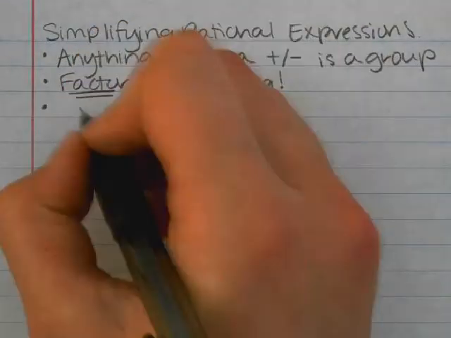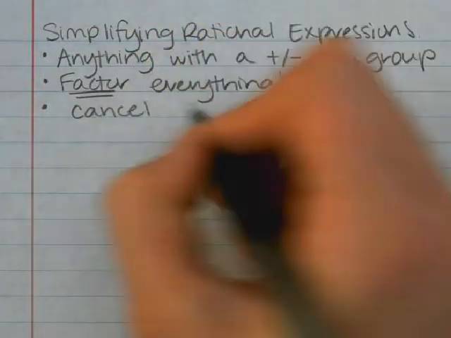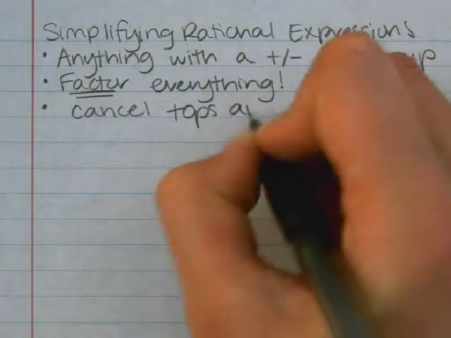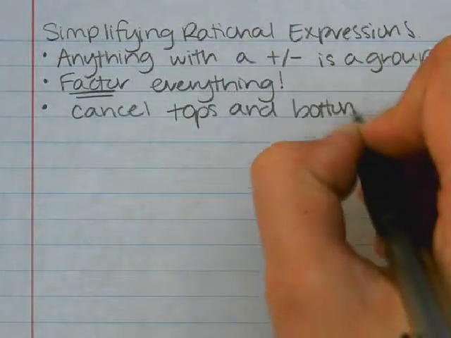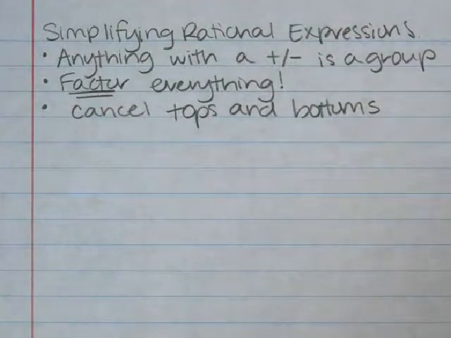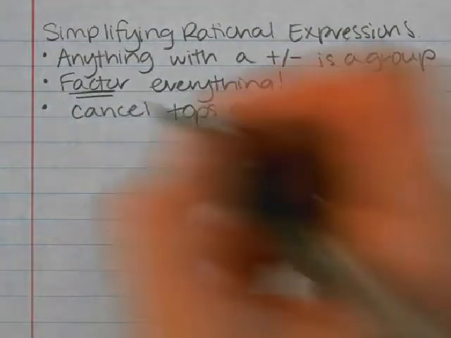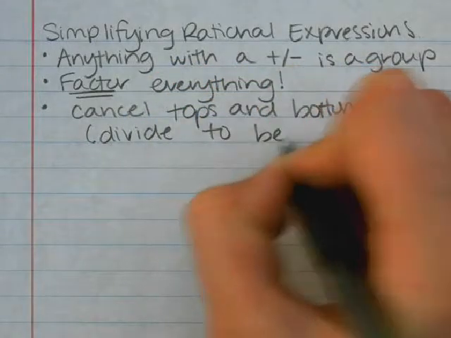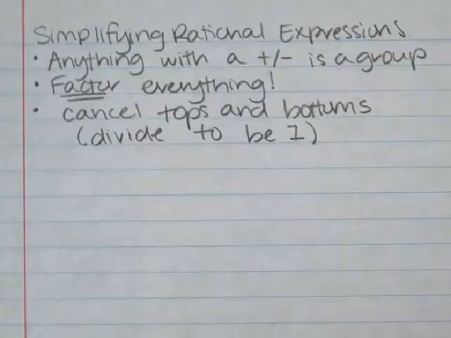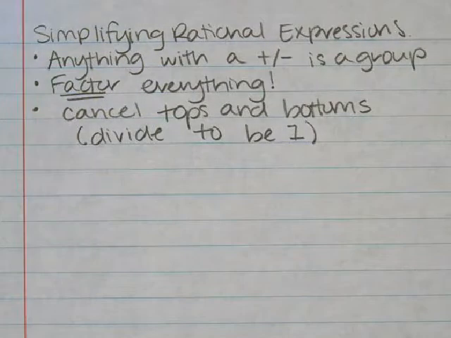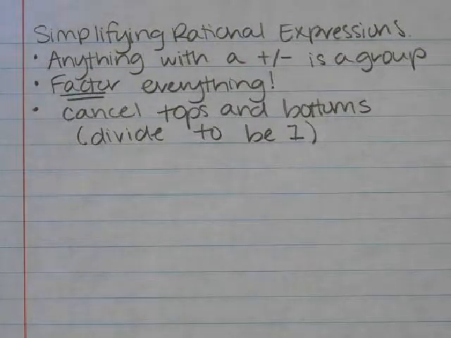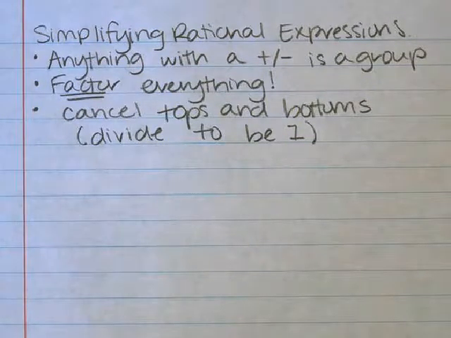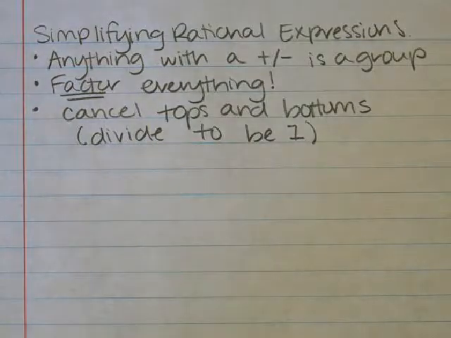The last thing is that we can cancel out tops and bottoms. So factors that are on the top that are the same as factors that are on the bottom, those will cancel out. And the reason that they cancel out is because they divide to be 1. And that's a good thing to remember, just to know why you're able to cancel things out. It's because 5 divided by 5 is 1. Or x plus 3 divided by x plus 3, that also equals 1. X squared divided by x squared also equals 1. So anything that's the same on top and bottom divides to be 1.